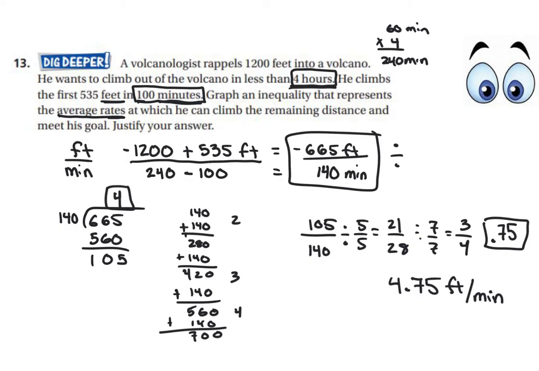And we have to write and graph this as an inequality. X would have to be greater than 4.75 feet per minute in order for this volcanologist to be able to climb out in less than 4 hours. So our graph would be 4.75. Our circle would be open, and our arrow would be pointing to the right.